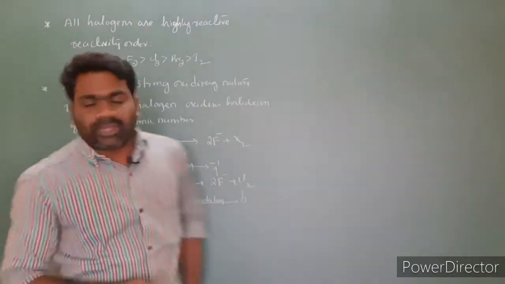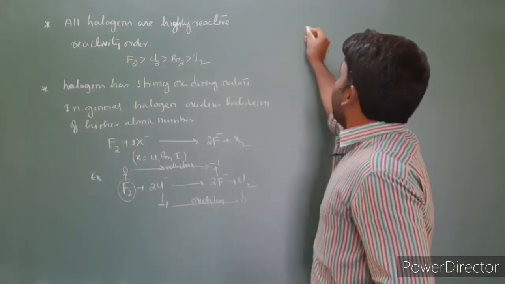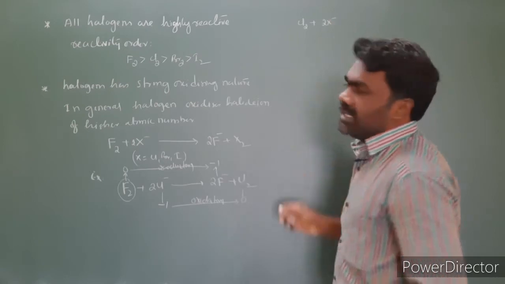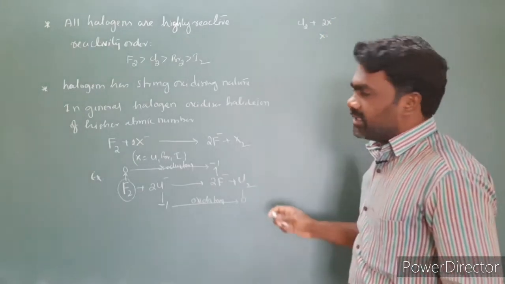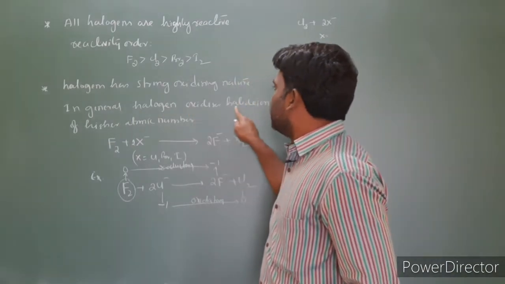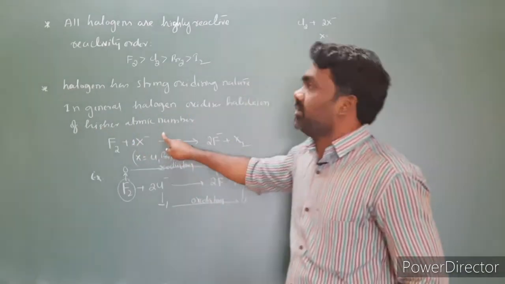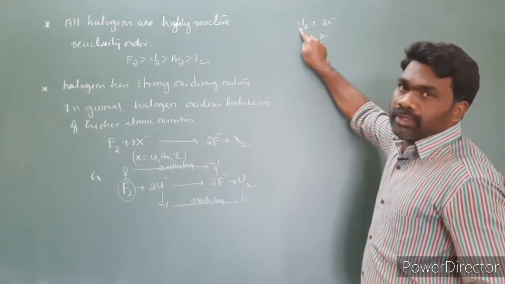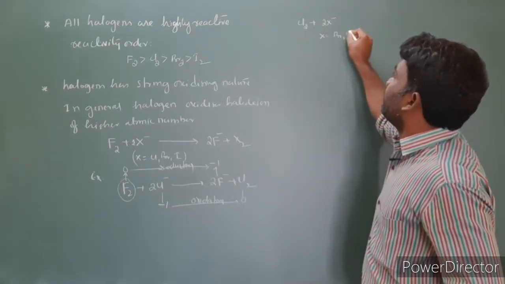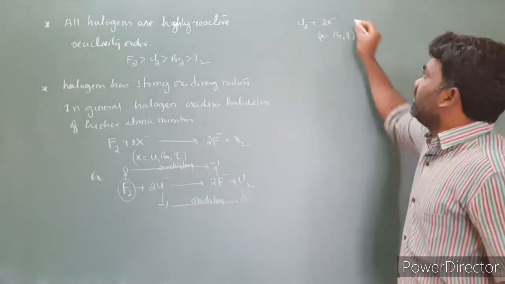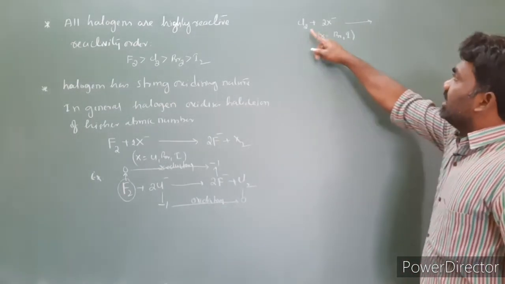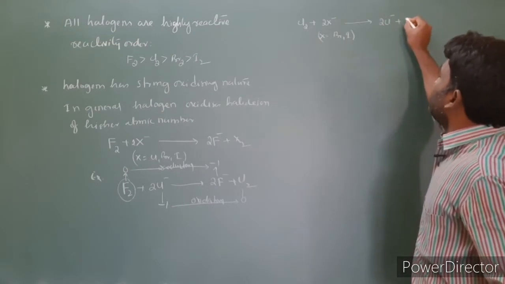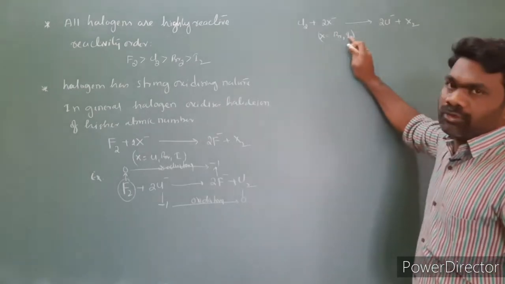Next I am taking chlorine, Cl2. Cl2 plus 2X-. In this case, what can we expect X to be? The general statement: a halogen oxidizes a halide ion of higher atomic number. Here we took chlorine, so X must have an atomic number greater than chlorine. What are the elements we have? One is bromine and the second is iodine. Then the products are 2Cl- plus X2. This X2 will be Br2 or I2.